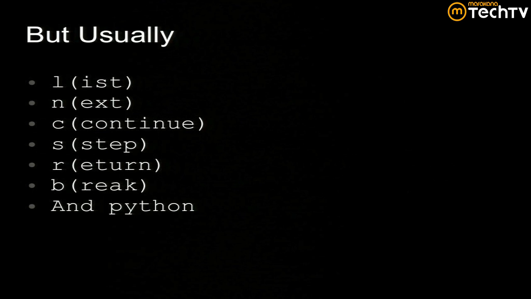In daily practice, you'll use just a set of small commands. L, you can just use L or type the full list command, shows where you are in your code. N steps to the next line of execution. C leaves debugger control and executes your code normally. S steps into the next line of execution, including into function calls if they exist. R steps to the end of the currently executing function. And B sets breakpoints, which we'll see in a moment.